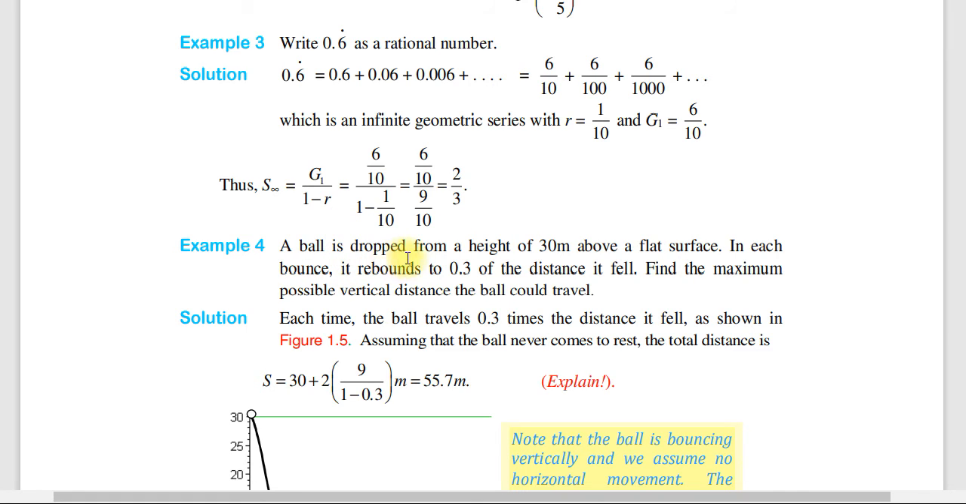A ball is dropped from a height of 30 meters above a flat surface, in which each bounce it rebounds to 0.3 of the distance it fell. Find the maximum possible vertical distance the ball could travel. Each time the ball travels 0.3 times the distance it fell, as shown in the figure. Assume that the ball never comes to rest.